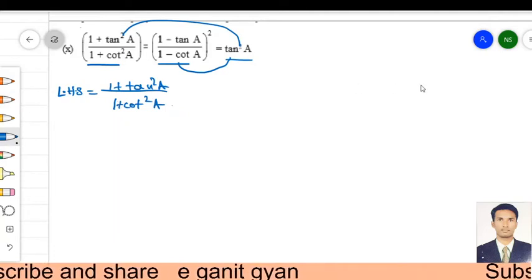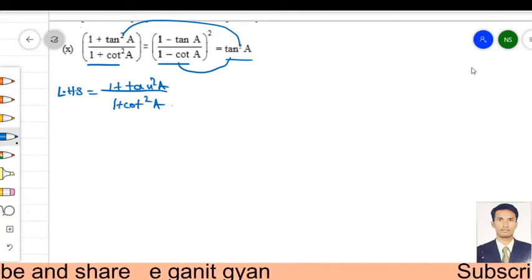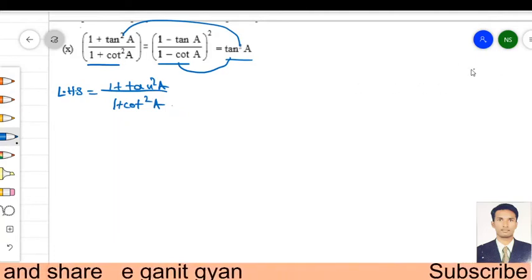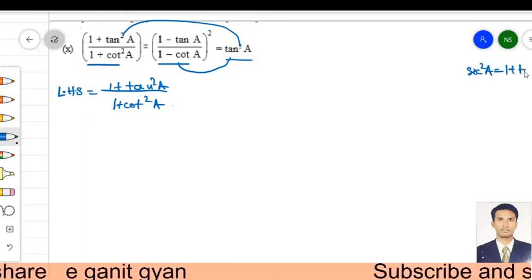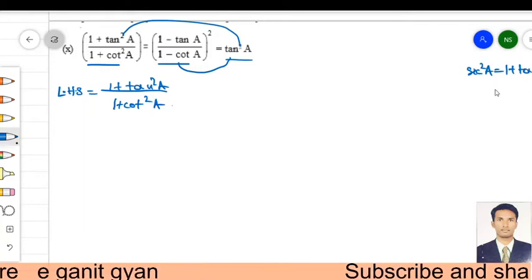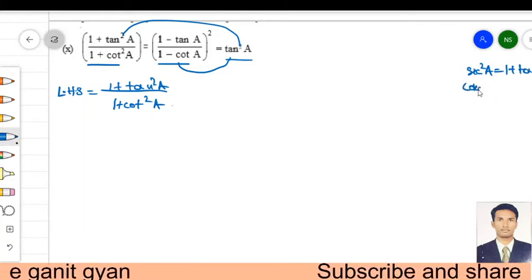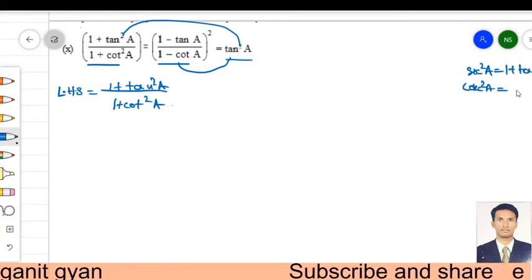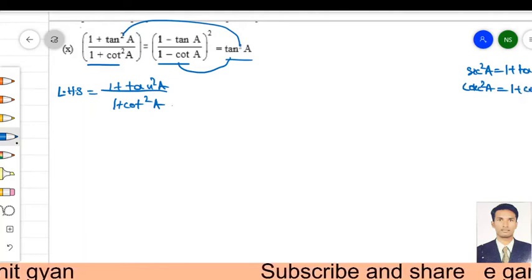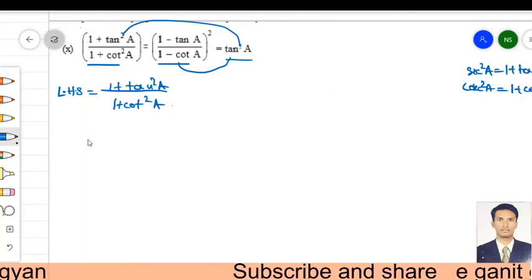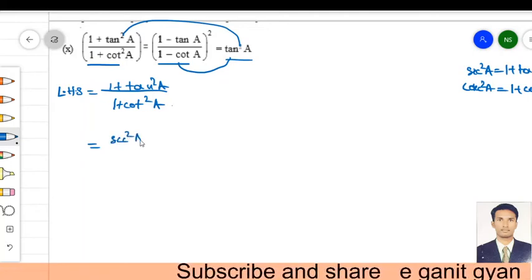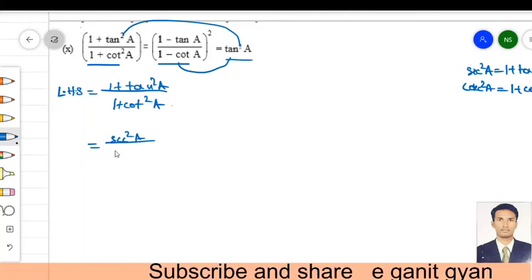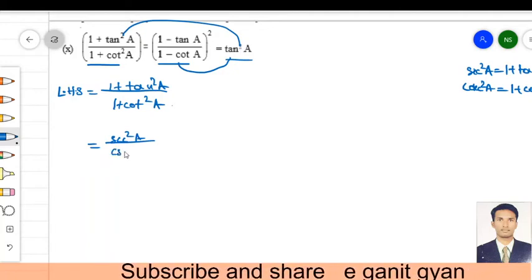The basic properties. What are the basic properties? Secant square a is equals to 1 plus tan square a. Cosecant square a is equals to 1 plus cot square a. By using these two properties, in the numerator we can write secant square a, and in the denominator we can write cosecant square a.